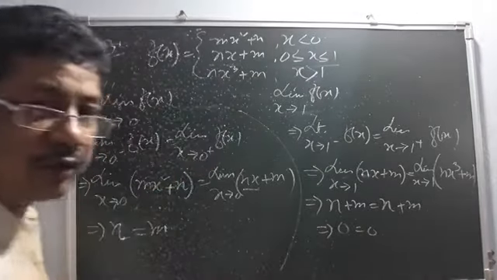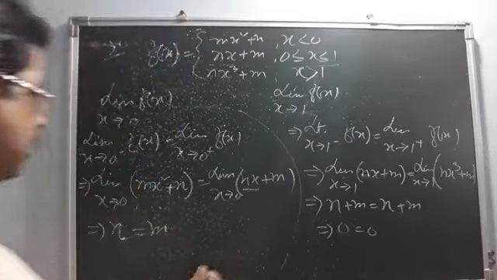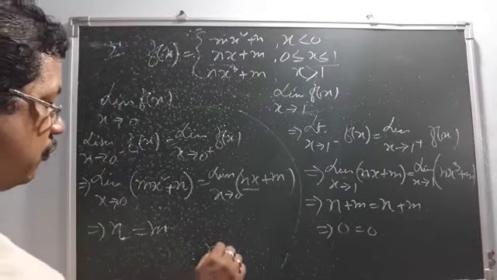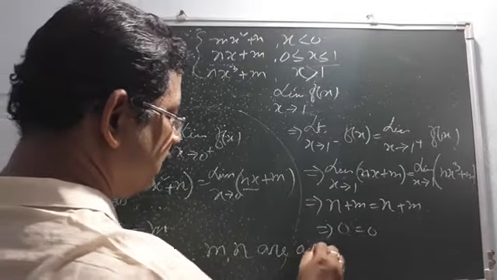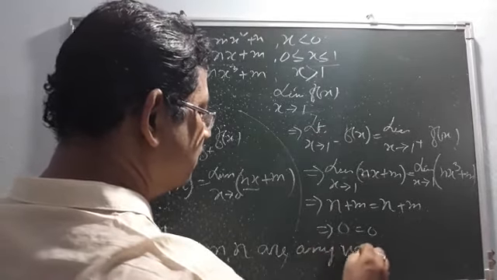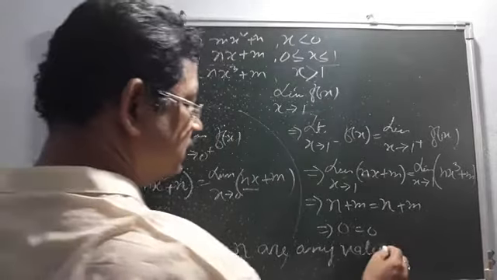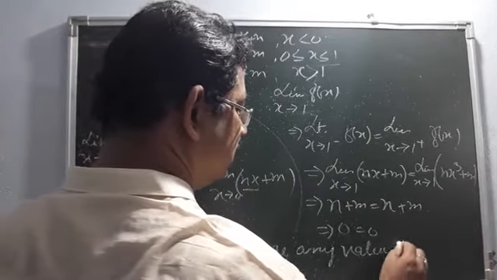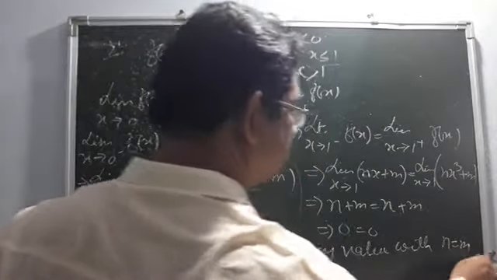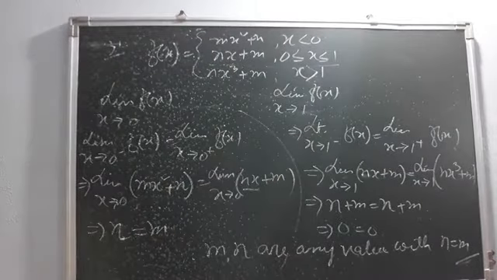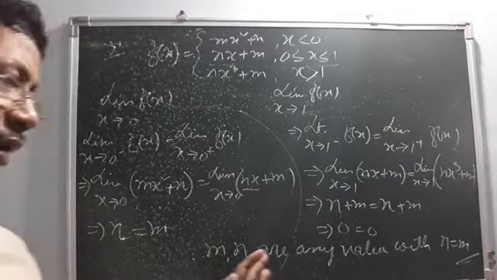If this is the condition and this is the thing, so we can say therefore m and n are any value with n is equal to m. That means n and m can take any value, any real value, but we should take both n and m as same.